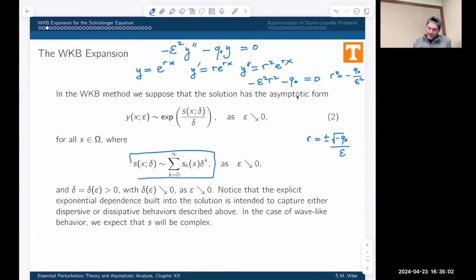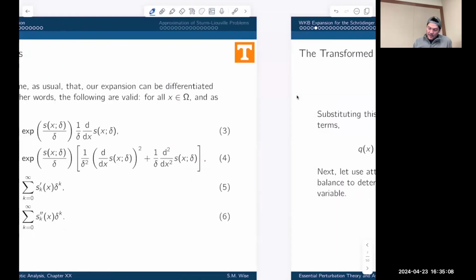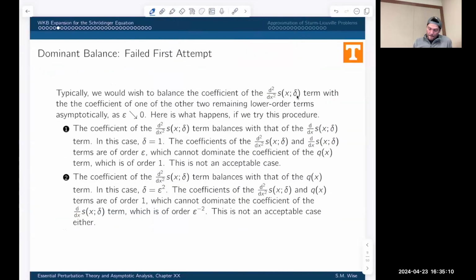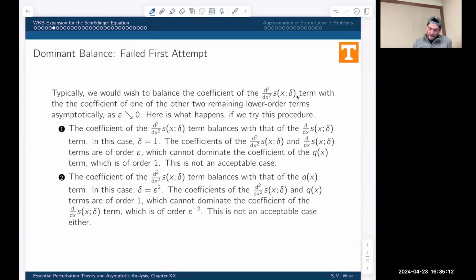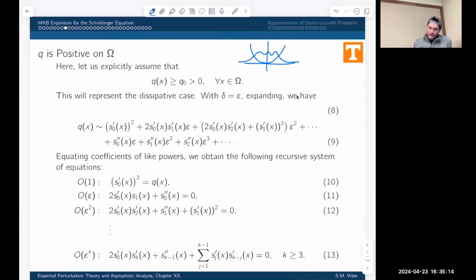Right? And we're assuming that we can take term-by-term derivatives of this, of at least first and second order. So we're going to plug that in. And so what happens is the usual sort of thing. We match powers of epsilon on both sides of the equation, and we generate a recursive system of ODEs.